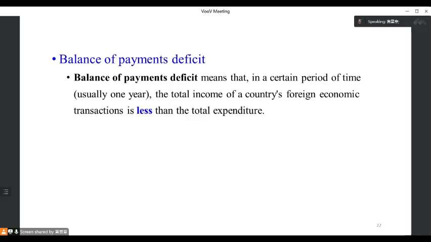So the surplus and deficit are the opposite definition. We should know the difference between surplus and deficit. Surplus means income is greater than expenditure. Deficit is income is less than expenditure.